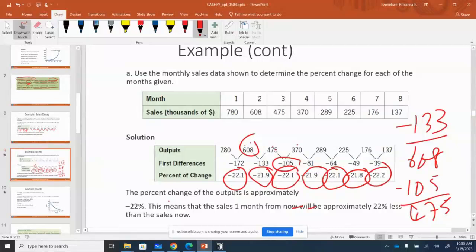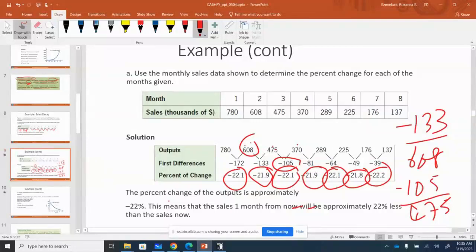Each of them is almost 22 points if you round them up. So suppose you round up, you have negative 22%. Therefore, we have almost a constant percent change. I can tell you this is the first time you're hearing this. It is only in exponential function.